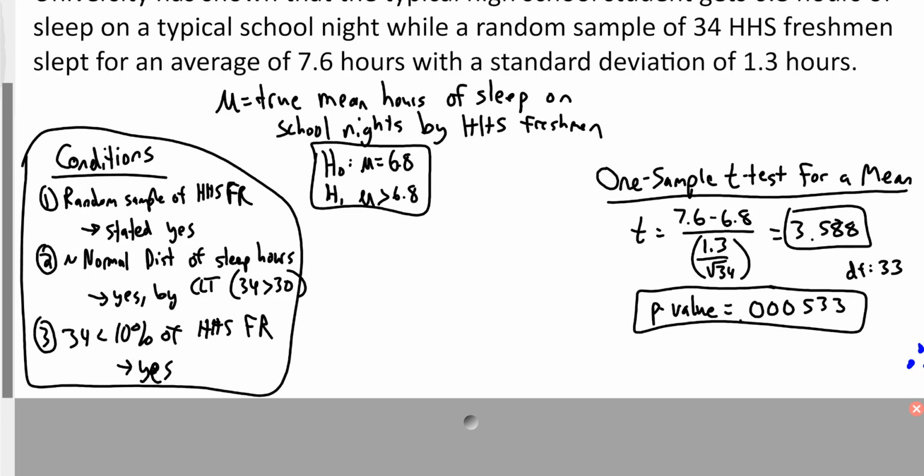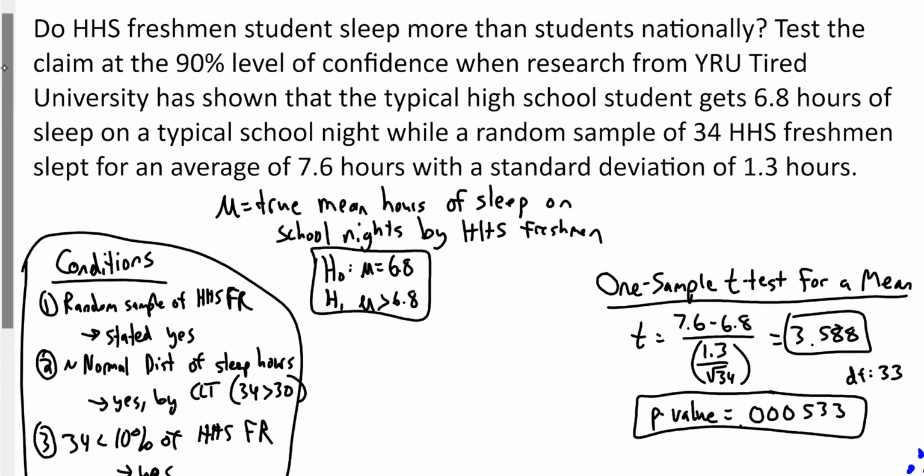All right. So you have a lot of stuff given in this example, and it helps you hopefully successfully test this claim. So my parameter is that mu is the true mean hours of sleep on school nights by Hamilton High School freshmen. Our null hypothesis is that mu is 6.8, and our alternative is that it is greater than 6.8. The claim is that Hamilton High School freshmen get more sleep than that national average. So let's go ahead and check the conditions.